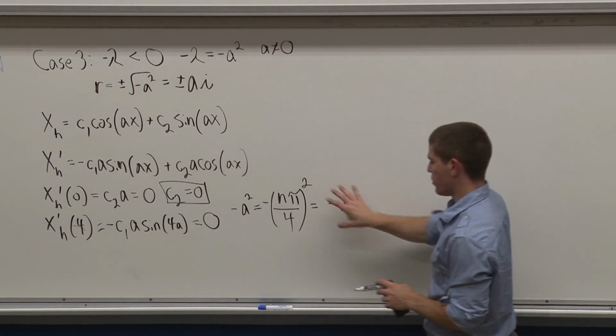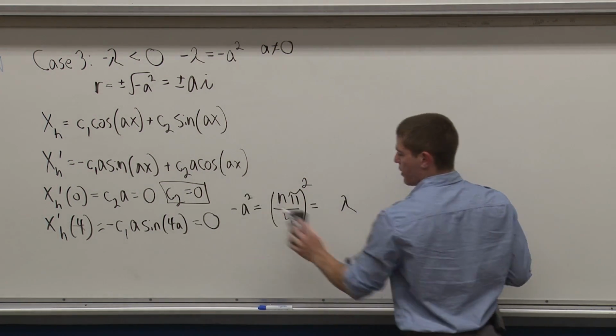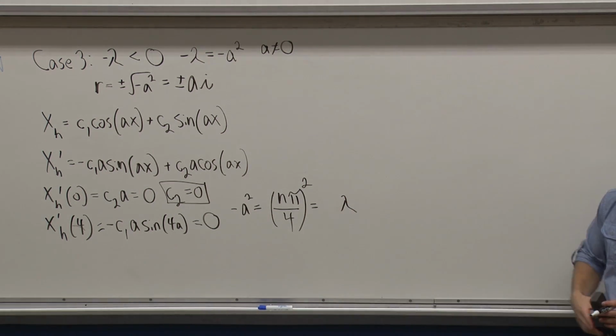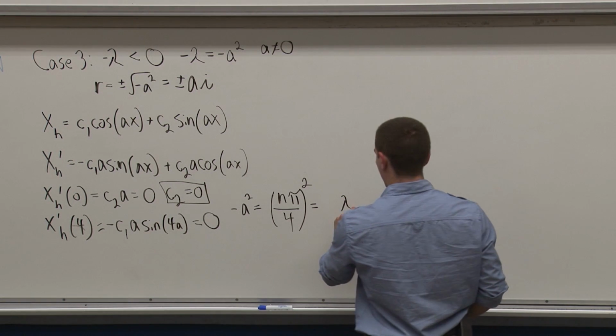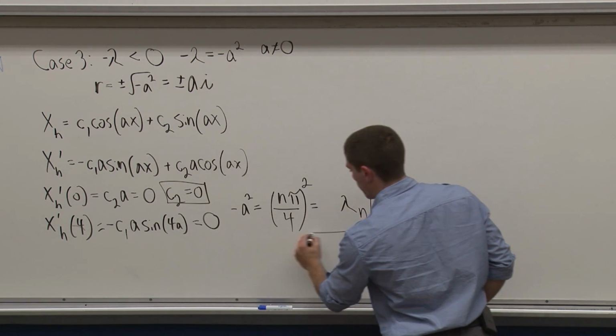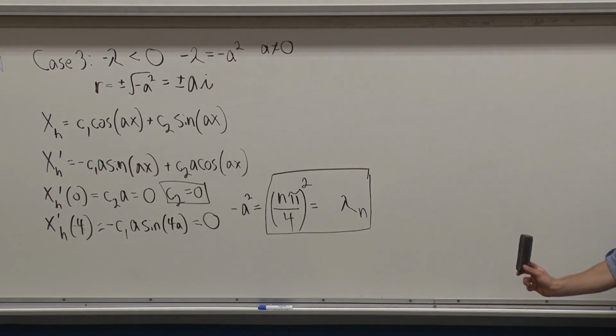This equals negative lambda. But we want positive lambda. So you just get rid of the negatives. So you have n pi over 4, whole thing squared, equals lambda, and it equals lambda n. So I'm going to box that. That is our lambda value. That is our eigenvalue. That's good.